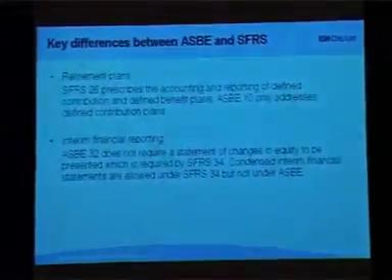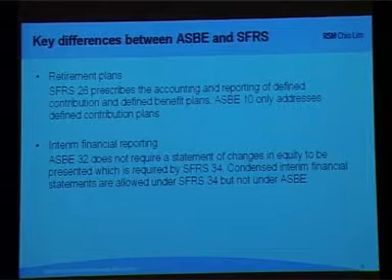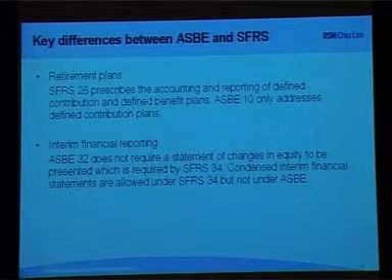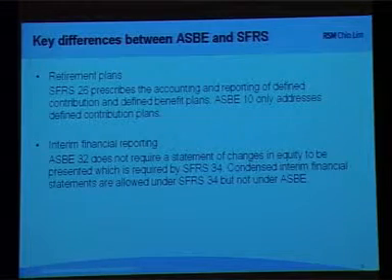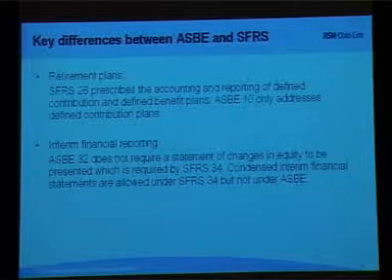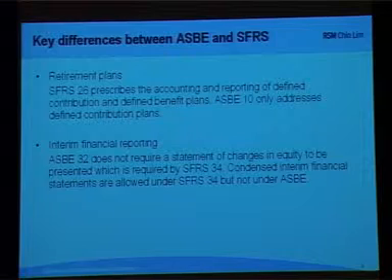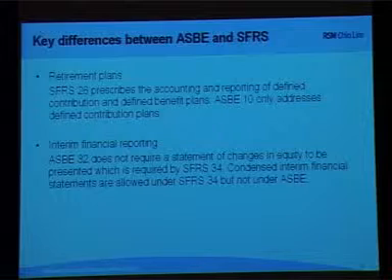Now, for retirement plans, SRS 26 prescribes the accounting and reporting of defined contribution and defined benefit plans, whereas ASB only addresses defined contribution plans. So there's a slight difference here. And for interim financial reporting, ASB 32 does not require a statement of changes in equity to be presented, which is required by SRS 34. And condensed interim financial statements are allowed under SRS but not under ASB. So again, this is a slight difference.